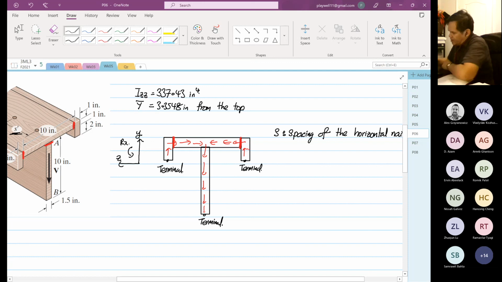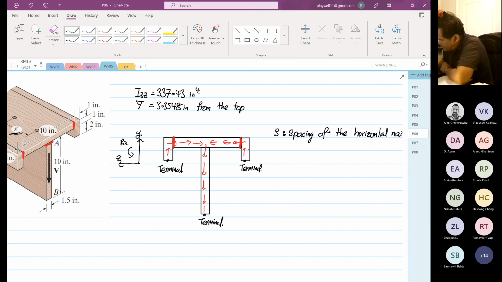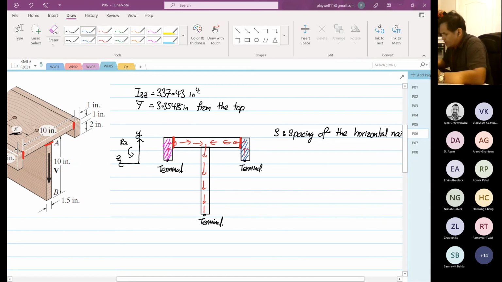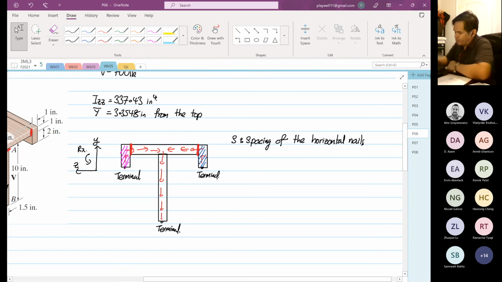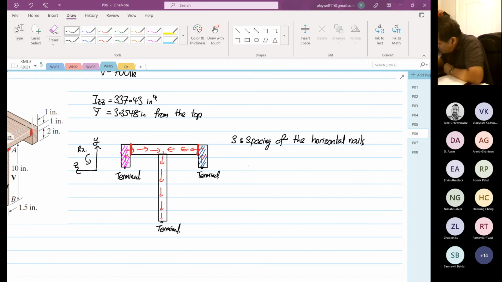So to find the spacing of the horizontal nail, you only need to consider this area, the area that I'm going to shade in blue. Why? Because the shear flow on the left-hand side is not affecting the shear flow on the right-hand side. So before we go in, we have to calculate big Q.